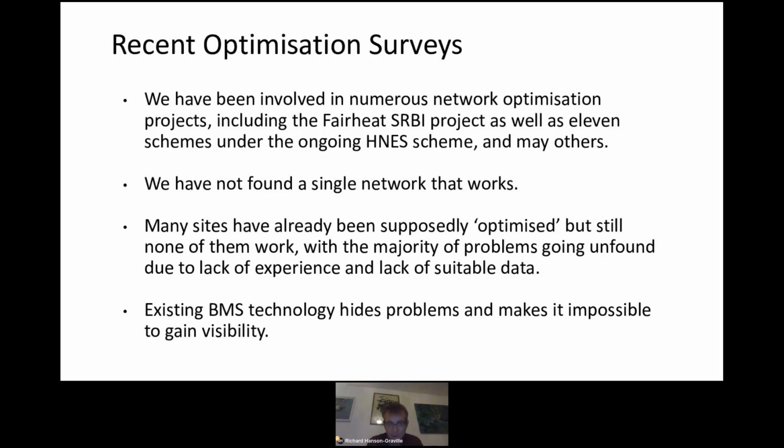A lot of this is down to BMS. Existing BMS technology, say, hides problems. It makes it impossible to gain visibility. I mean, these are the systems that run the networks. These are the systems that tell you what's wrong. They're the alarming systems. Simon mentioned redundancy.